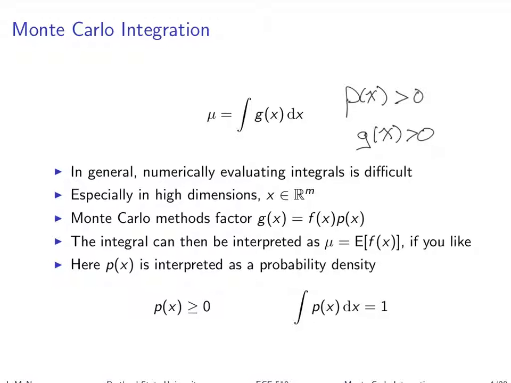And the neat thing about this, sort of the voodoo that happens here, is, I guess I need another equation to make this clear, but once we've done this factoring, then mu can also be written as the integral of f of x, p of x, dx. And if you look at that closely, and knowing that p of x is a PDF, another way of looking at this is the expected value of f of x.